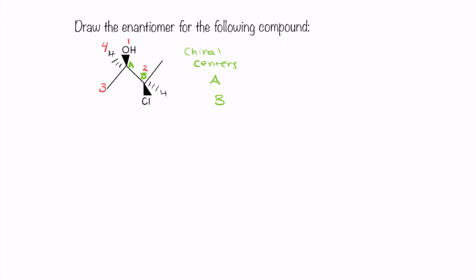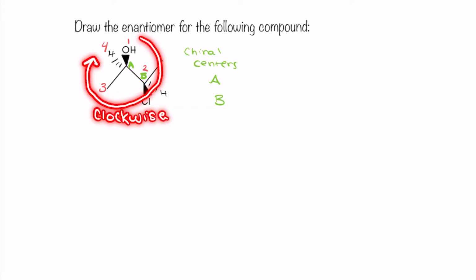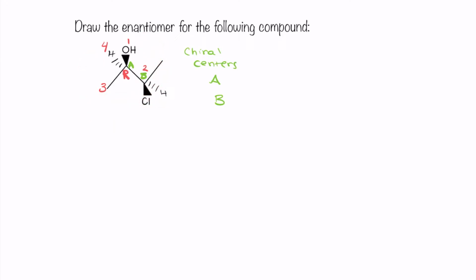And so now if we map out the direction of priority, we see that we are going in a clockwise direction. And so that means that we are going to have an R configuration here because we are going clockwise. And clockwise means that we have an R configuration. So we can go ahead and write that in. Chiral center A is going to be R. Remember, we were able to do this because the hydrogen was on a dash. Otherwise, we would have had to reverse the rotation.